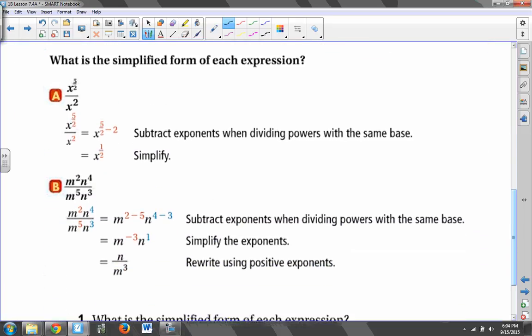So here's what I'm going to be asking you to do. It's writing the simplified form of a great number of expressions. The first one is here: x to the 5 over 2 over x to the 2 power. Well, we know when we see an x with an exponent on the top and an x with an exponent on the bottom of a fraction, all we need to do with those exponents is subtract them, which is what we are doing right there. 5 over 2 minus 2.